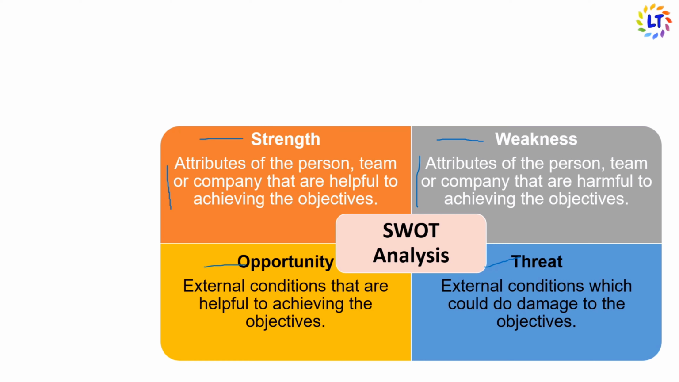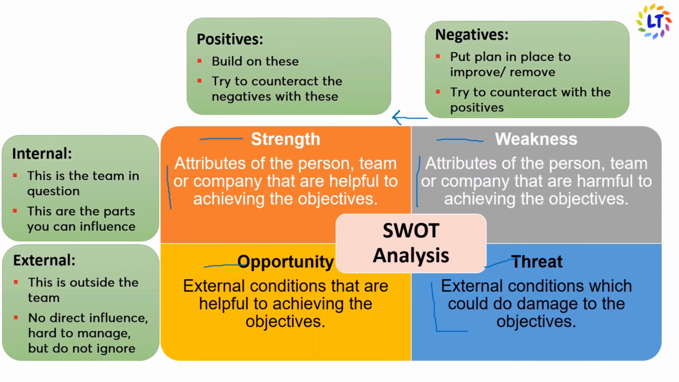Opportunities: which we invest or capitalize in. These are external conditions that are helpful in achieving the objective. Threats: which we monitor. These are external conditions that could cause trouble for the business or project. But how to work on this? As you can see, this is a 2x2 matrix. Internal factors are viewed as strength or weakness, and external factors are viewed as opportunities and threats.